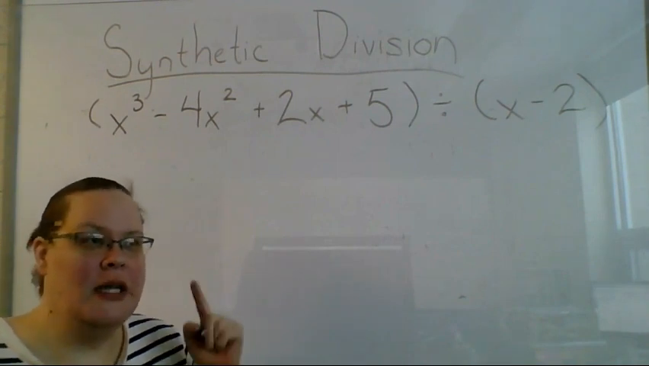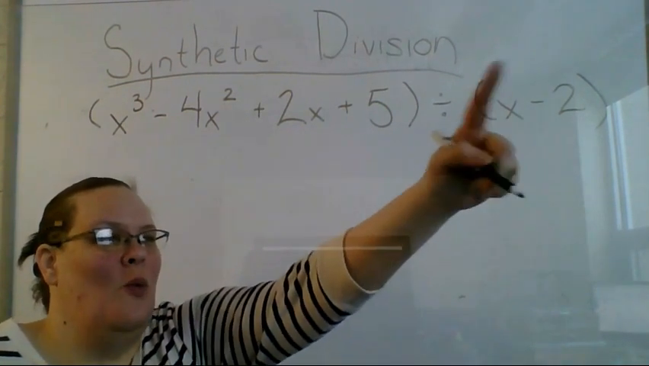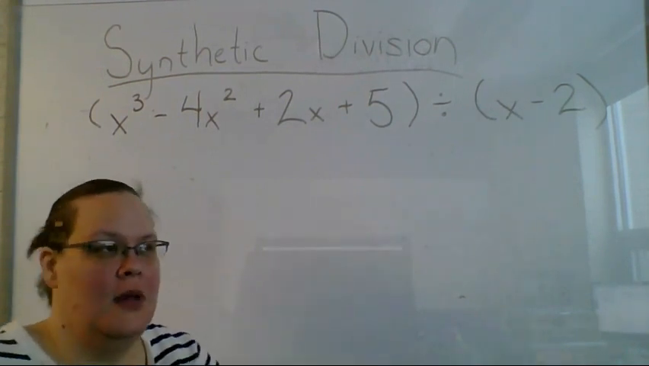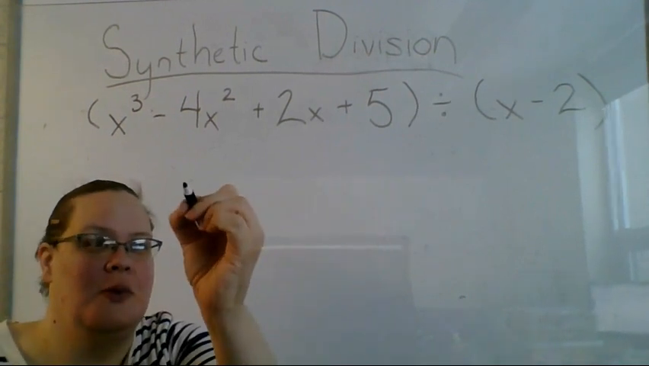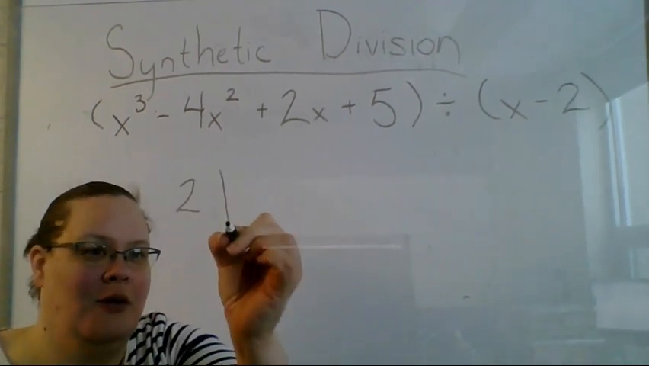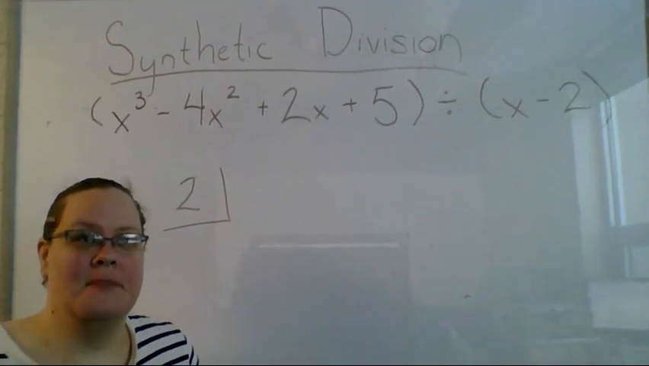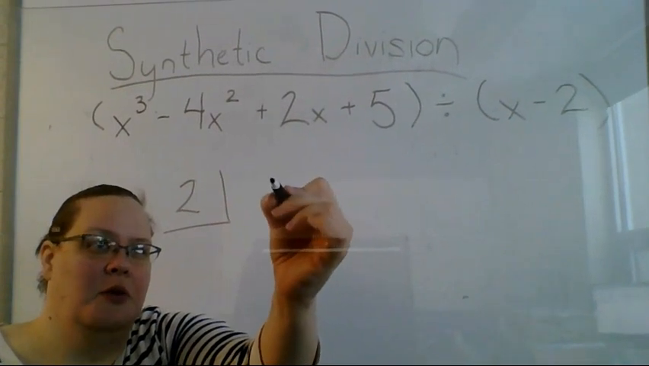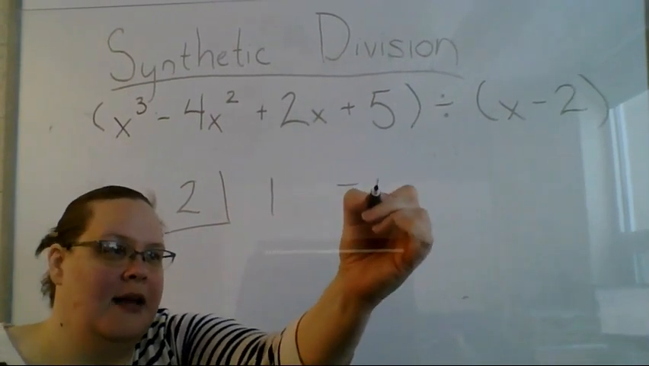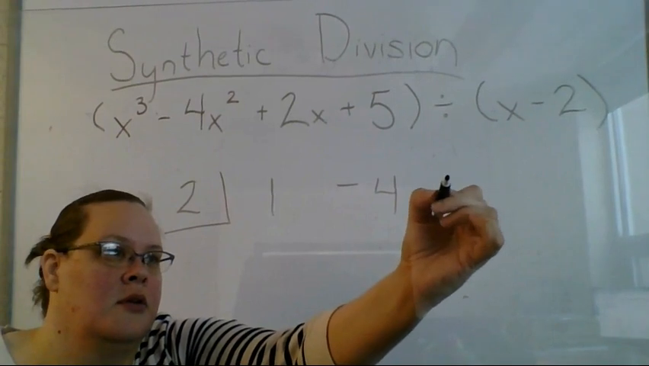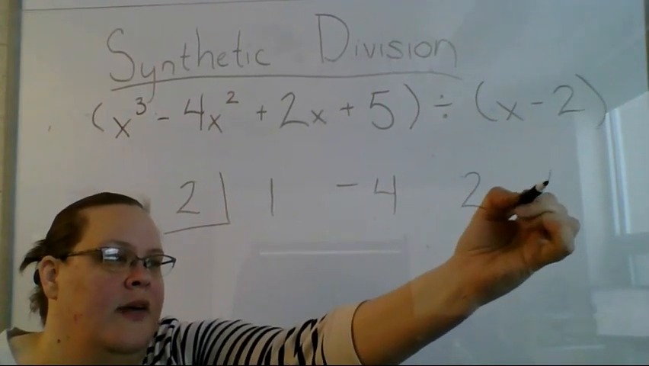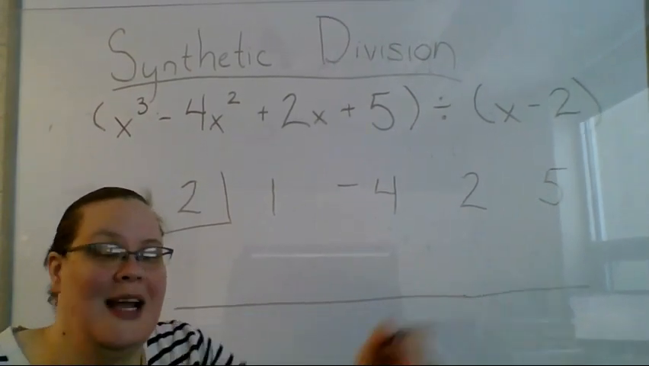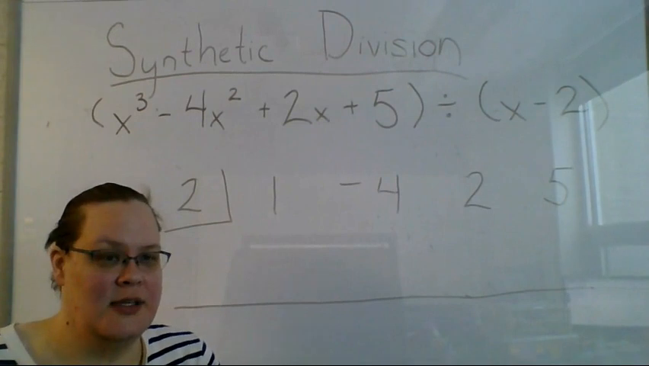Now, remember, we want to start by finding what x will make this divisor equal to 0. In this case, that's a 2. So I'm going to put a 2, put that little corner around it. That's my starting point. Then I write the coefficients for each one of these terms. So here it will be 1, -4, 2, 5. Remember that I'm not writing any variables or any exponents here, just those coefficients.